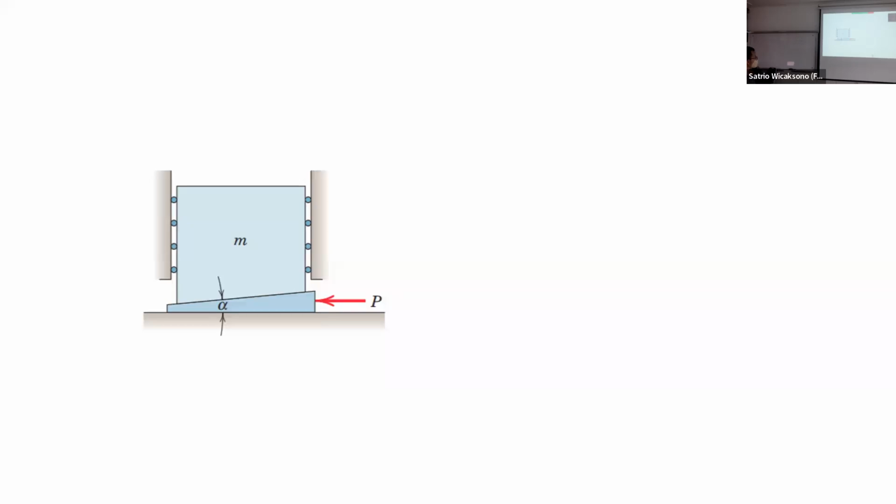When we talk about wedge, we will talk about the force needed to put the wedge in, and then the amount of force needed to pull the wedge out. Those are the things that we normally talk about. And the third one, we will also talk about the condition where the wedge is self-locking.